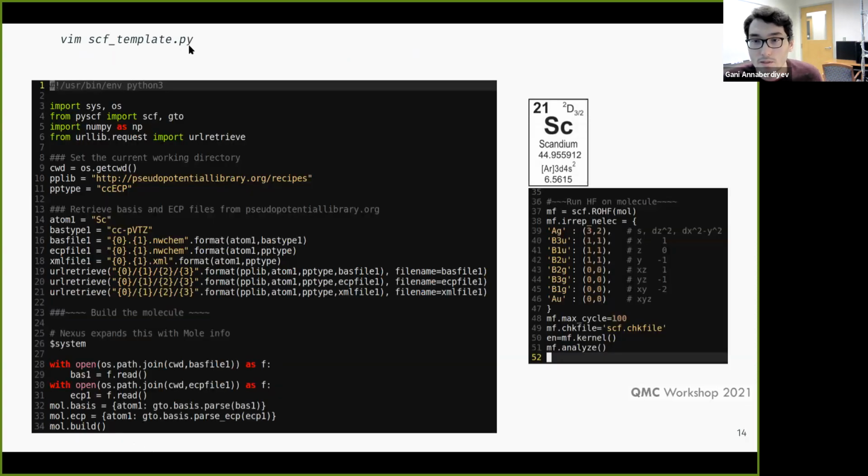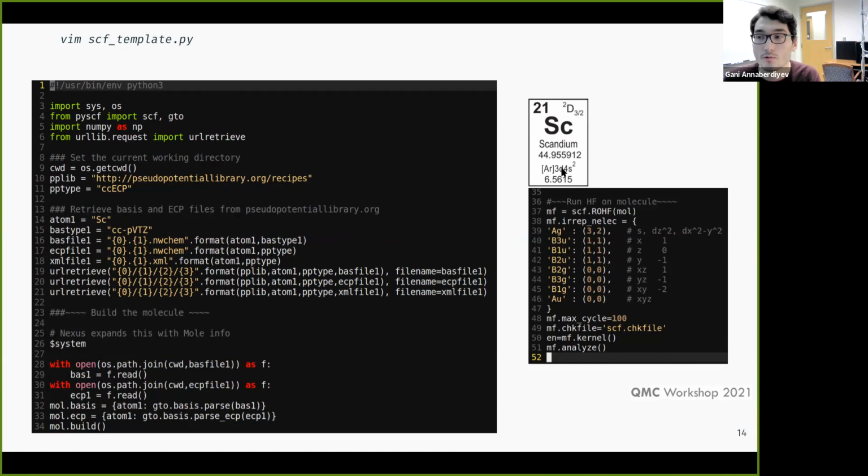So if you look at the SCF template, you will see that we're going to define the pseudopotential library. We're going to define the pseudopotential type, this is CCECP, define the atom, scandium, and define what basis set we're going to use. And then these lines are essentially going to download all of these from the pseudopotential library. In this case, PySCF uses NWChem, so we need to download the NWChem format. And then later on, there's essentially parsing those files, reading the basis set file, ECP file, and then rebuilding the molecule object.